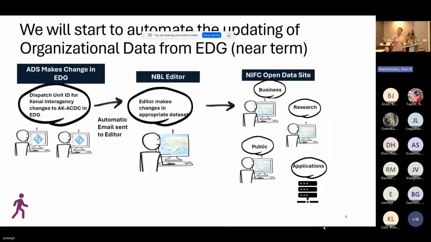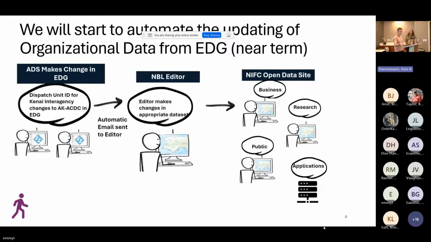That's the national base layer editor. Maybe just initially I get a tip or a cue that there's been a change in Edge, and I have to go in and look at it. And that's good. That's easier than it is now, because right now all the emails and calls are just not very easy. So that would be how I would get the data, and then I would update it to the layers in the NIFC, or the layers that feed the open data site and the business research public. Everyone can access it there. So that's the walking. That's why I have that person walking.